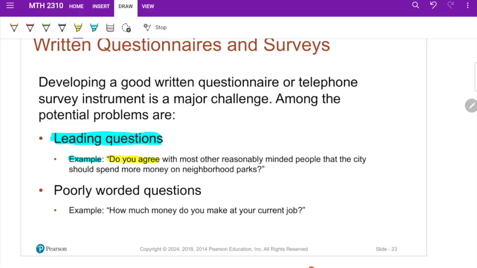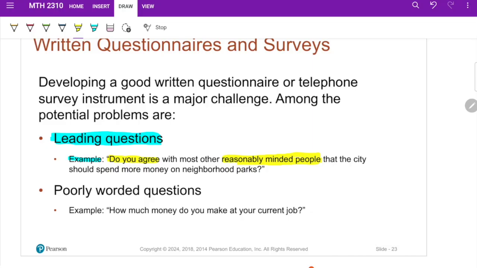The other part that is really leading is that you're telling them about other reasonably minded people. So what you're telling them here is, oh, I have to agree because I will be considered a reasonably minded person, part of this group. Because if I said no, I will be considered not one of these reasonably minded people. So these are two parts that are bad, actually.